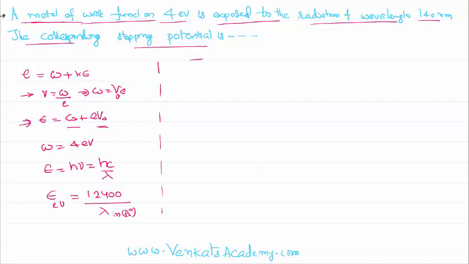So the incident energy of the photon E in electron volt is 12,400 by lambda in angstrom, that is 140 nanometer or 1400 angstrom. Calculating this will give you a value like 8.86 electron volts.